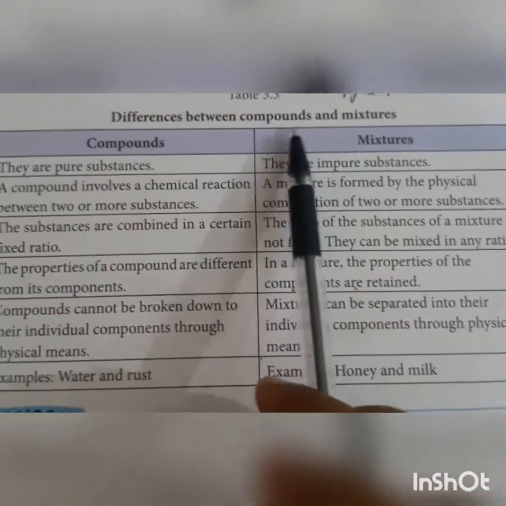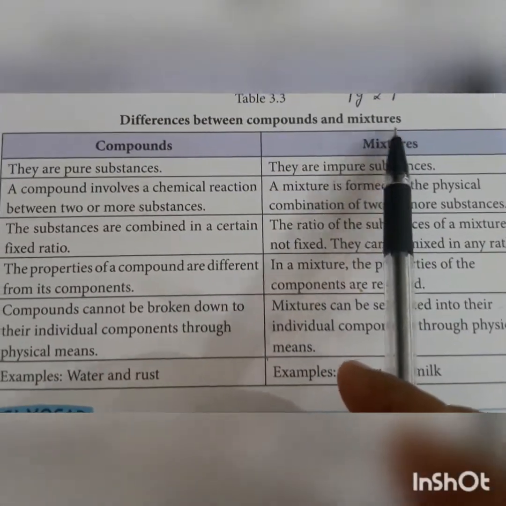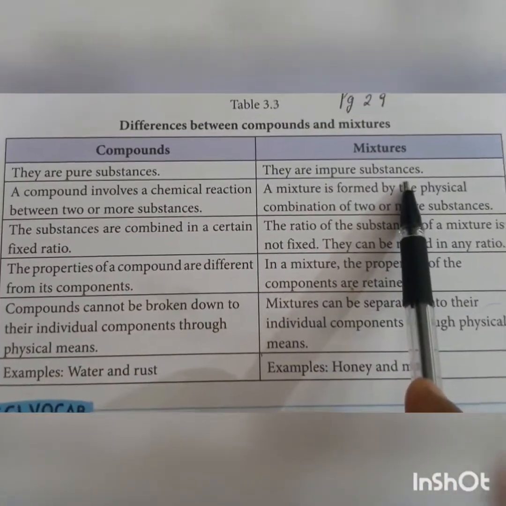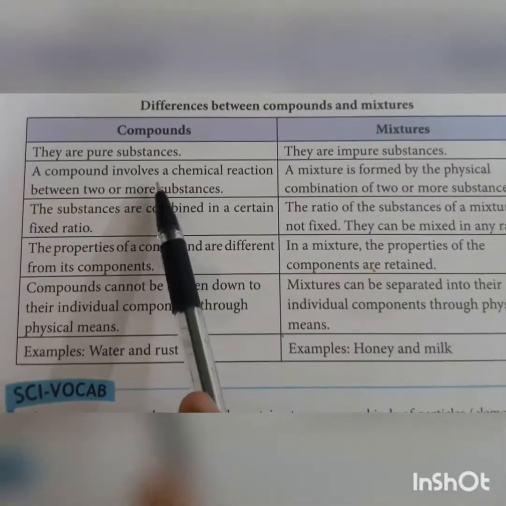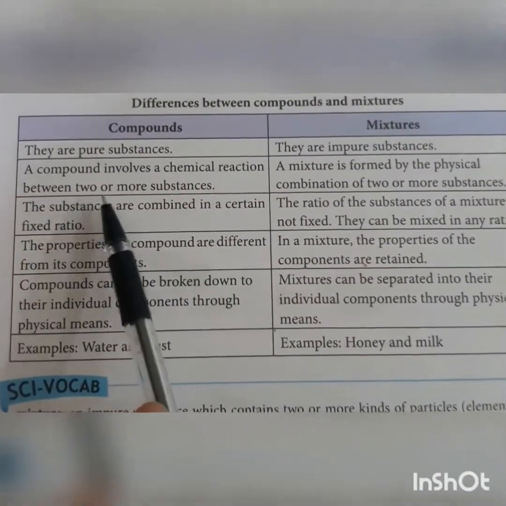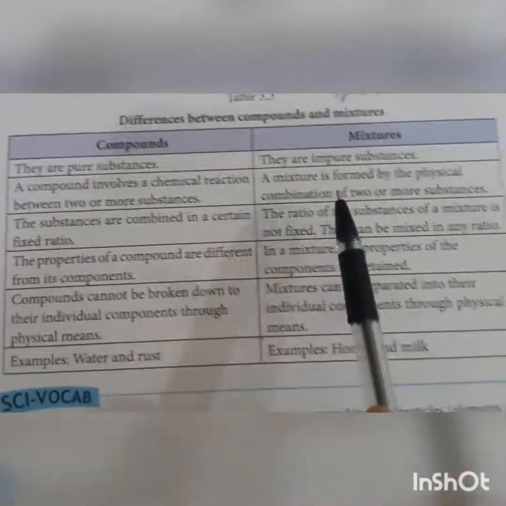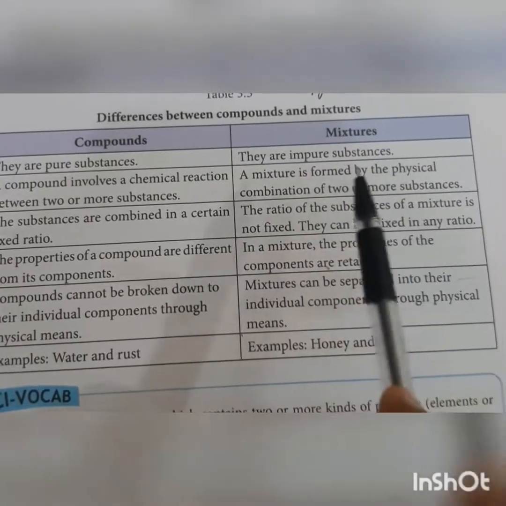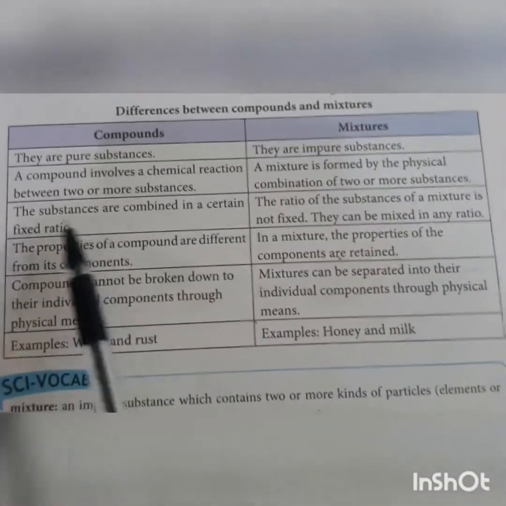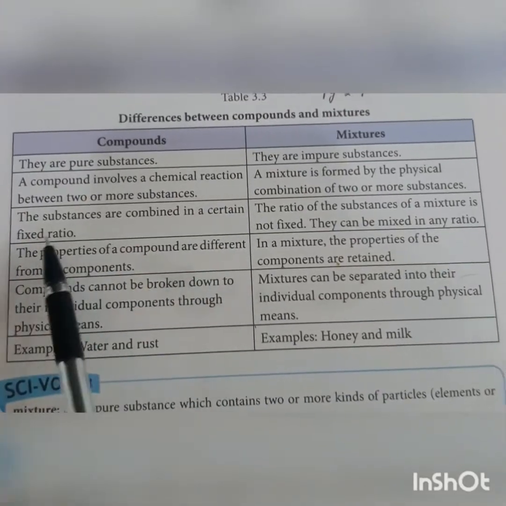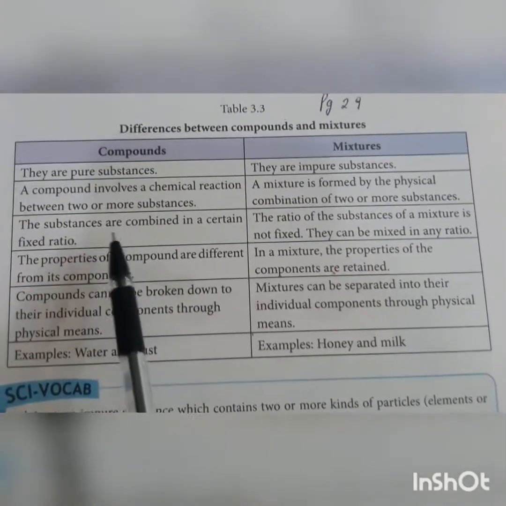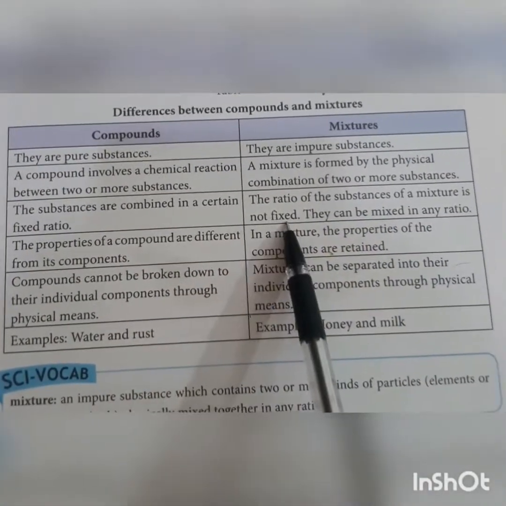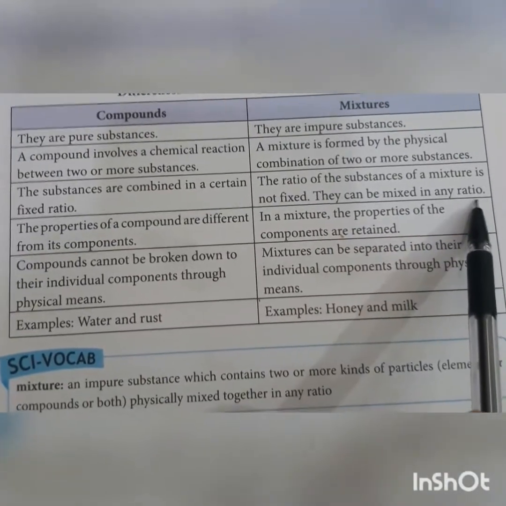Now, differences between compounds and mixtures. Compounds are pure substances, mixtures are impure substances. Compound involves a chemical reaction between two or more substances. Mixture is formed by the physical combination of two or more substances. There is no chemical reaction. The substances in compounds are combined in a certain fixed ratio, like we studied in water. The ratio of the substances of a mixture is not fixed. They can be mixed in any ratio.